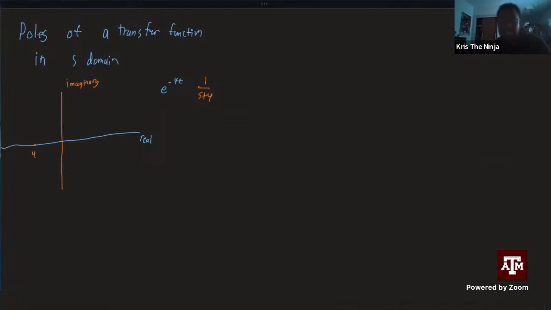But we'll say that this is -4. That pole is going to be right there along that line. That's where this value is.